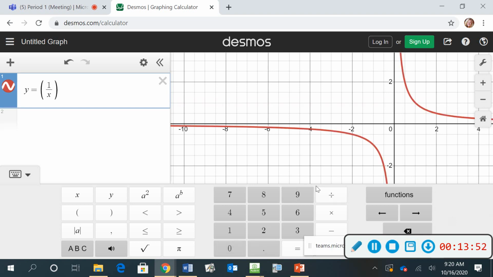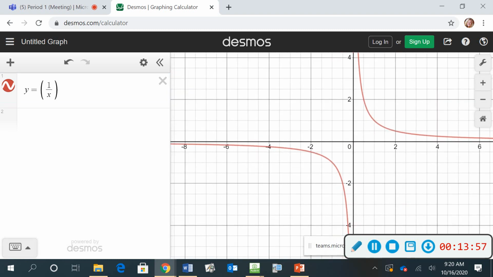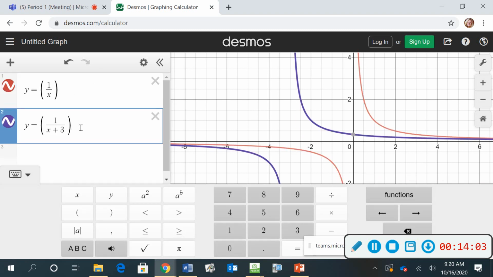There you go. There's the basic, okay? There is our basic. We're going to leave that as red. That's the parent function. It's the most basic. Nothing's been changed about it. Now watch that as I now slightly change it. And now all I've done is I've added a positive 3.